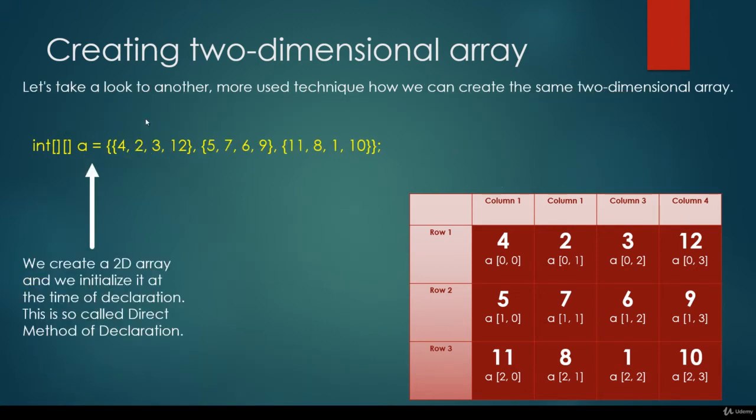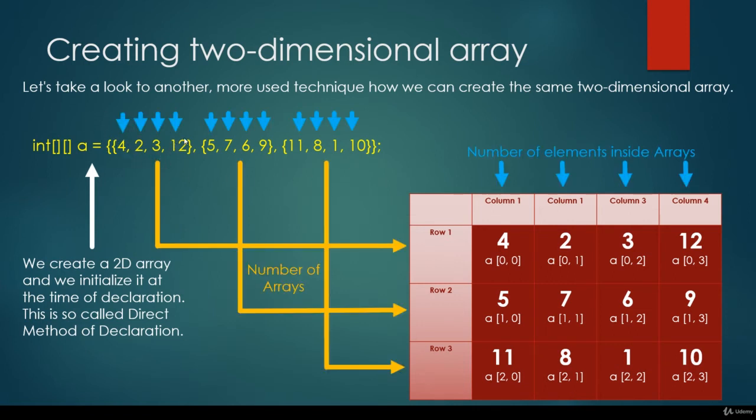We can create and initialize an array like this. The first row will contain the values 4, 2, 3, and 12. So 4, 2, 3, and 12 as you can see. The second row will contain the values 5, 7, 6, and 9. And the third row will contain the values 11, 8, 1, and 10. So this is how we can initialize a 2-dimensional array. Okay, so the first block is going to be the first row, the second block is going to be the second row, the third block is going to be the third row of the 2-dimensional array or the matrix.